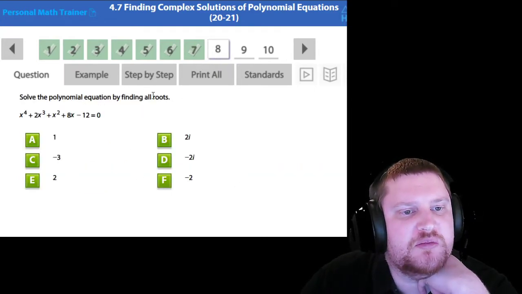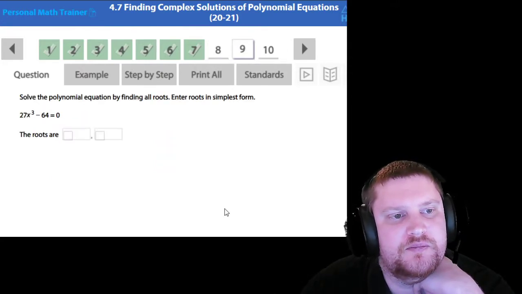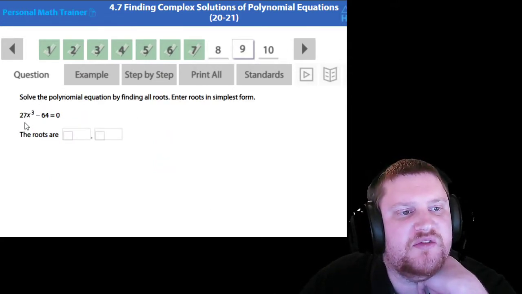Solve the polynomial equation by finding all roots. This is the same as what we've done, except now instead of having to type them in, you guys just have to click the ones that are roots, so I'll let you do that on your own. Polynomial equation by finding all roots.